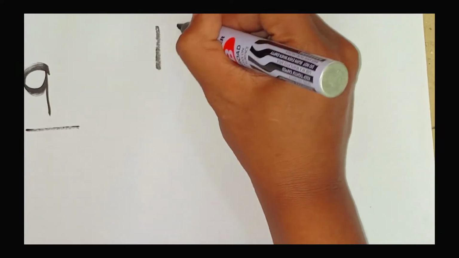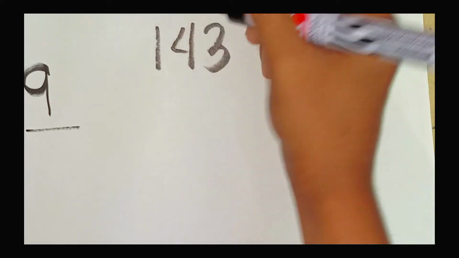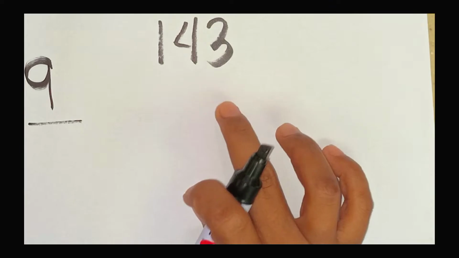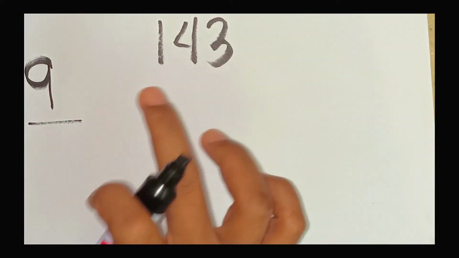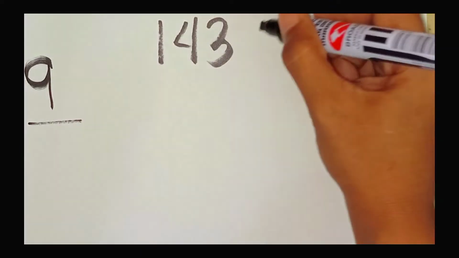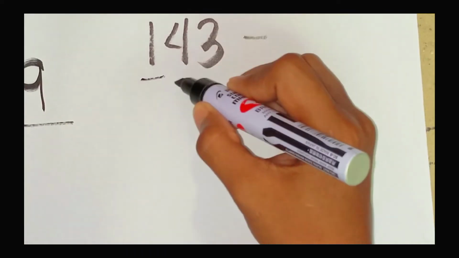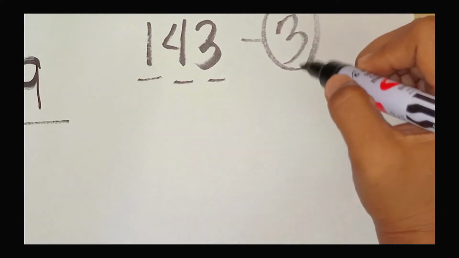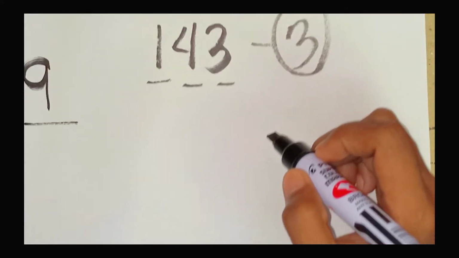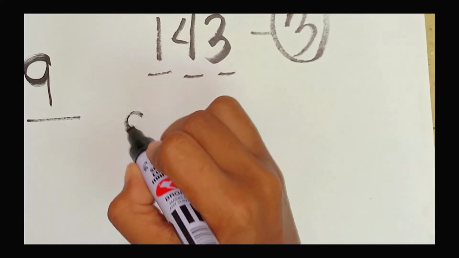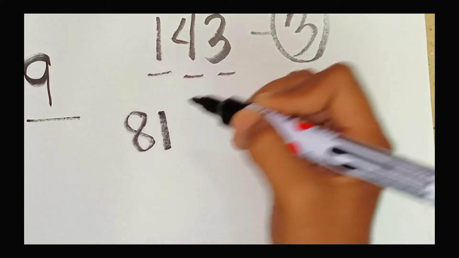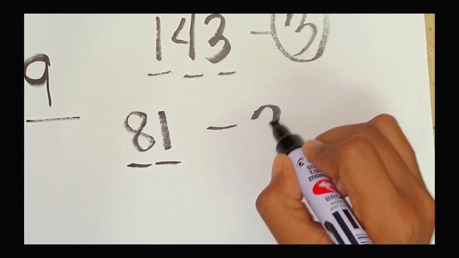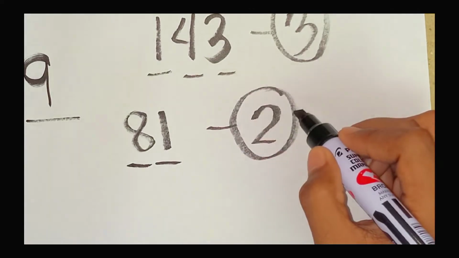So 1, 4, 3, since these numbers are non-zeros, these are significant figures. So we have 1, 2, 3. We have three significant figures. So next is 8, 1. So 1, 2. We have two significant figures.